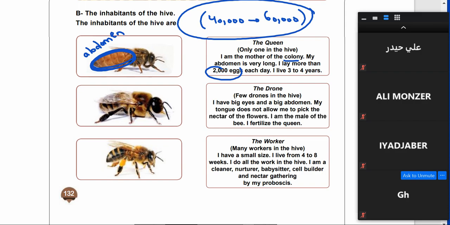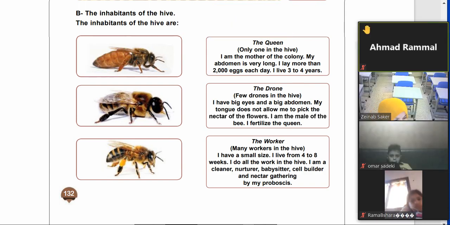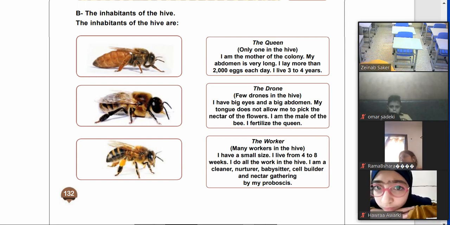How long does it live? What is the lifespan? The queen bee can live from 3 to 4 years. Now, the queen is only one in the whole hive. Only one queen. What is its role? What can it do? It lays all the eggs, about 2,000 eggs per day, and it can live from 3 to 4 years.